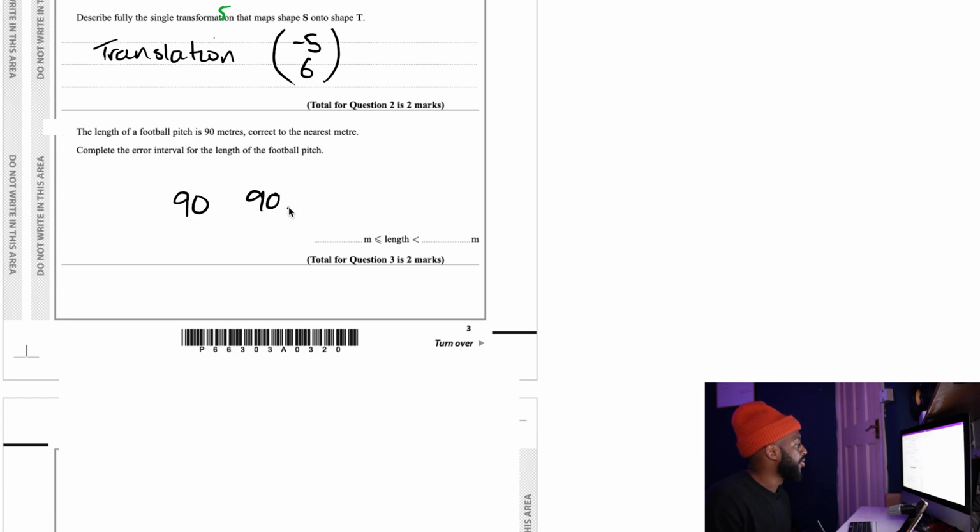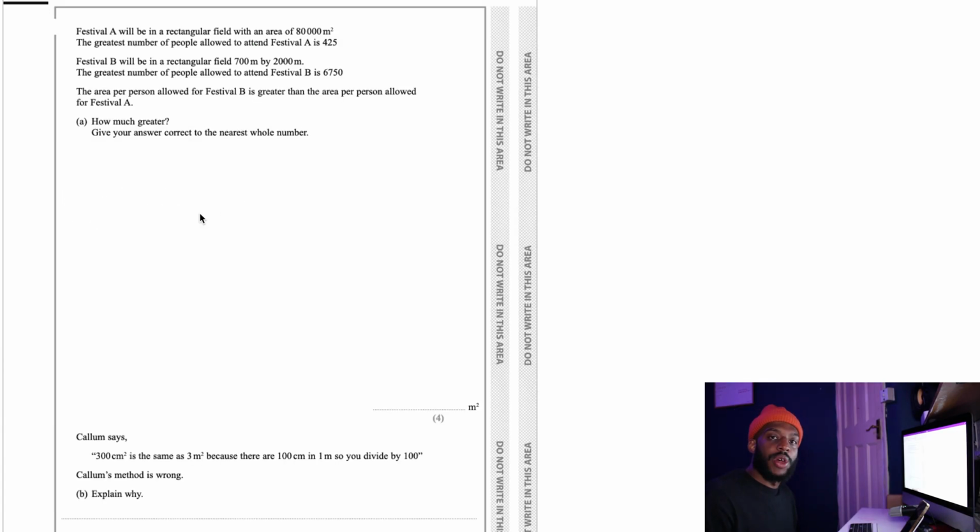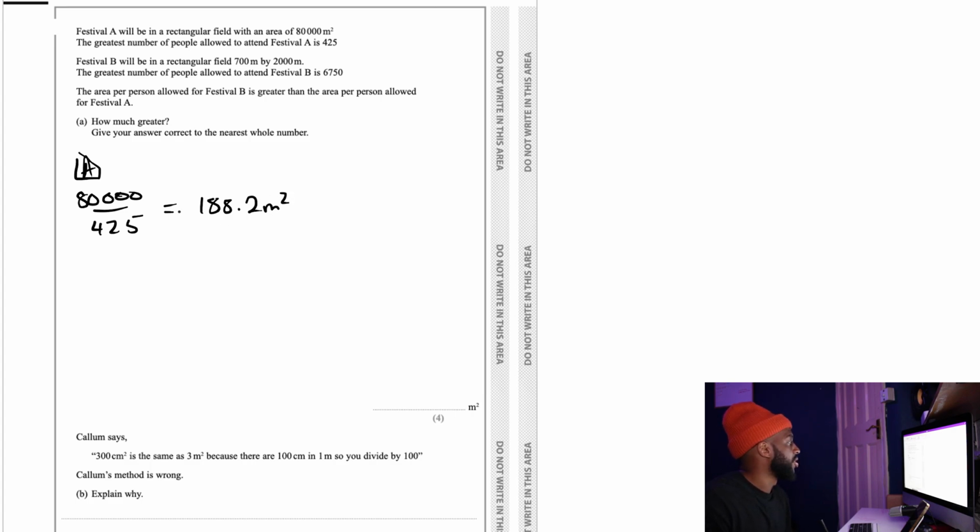So 90.5. And the lower would be 89.5. Here we have a problem solving question involving area. So here we need to show how much more area per person there is in Festival B than in Festival A. So Festival A, I'm going to do 80,000 divided by 425, and that's going to give me 188.2 meters squared per person.